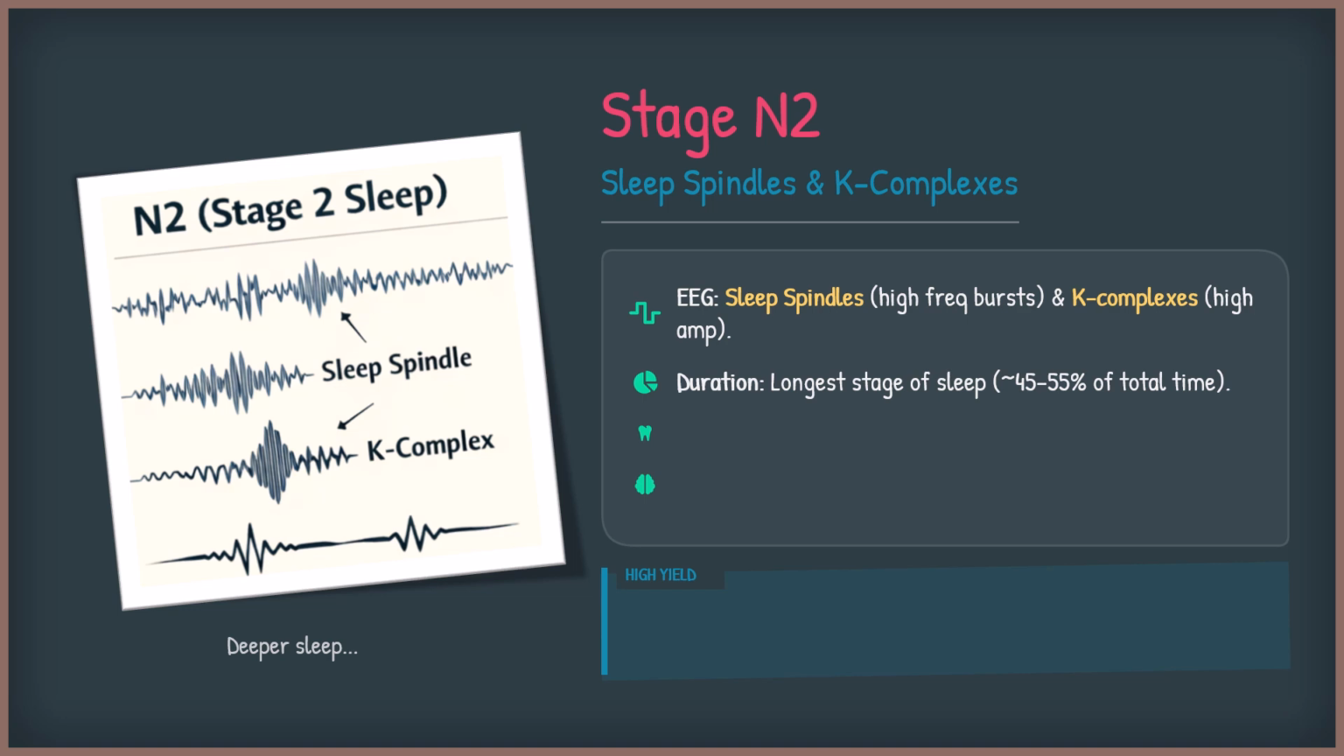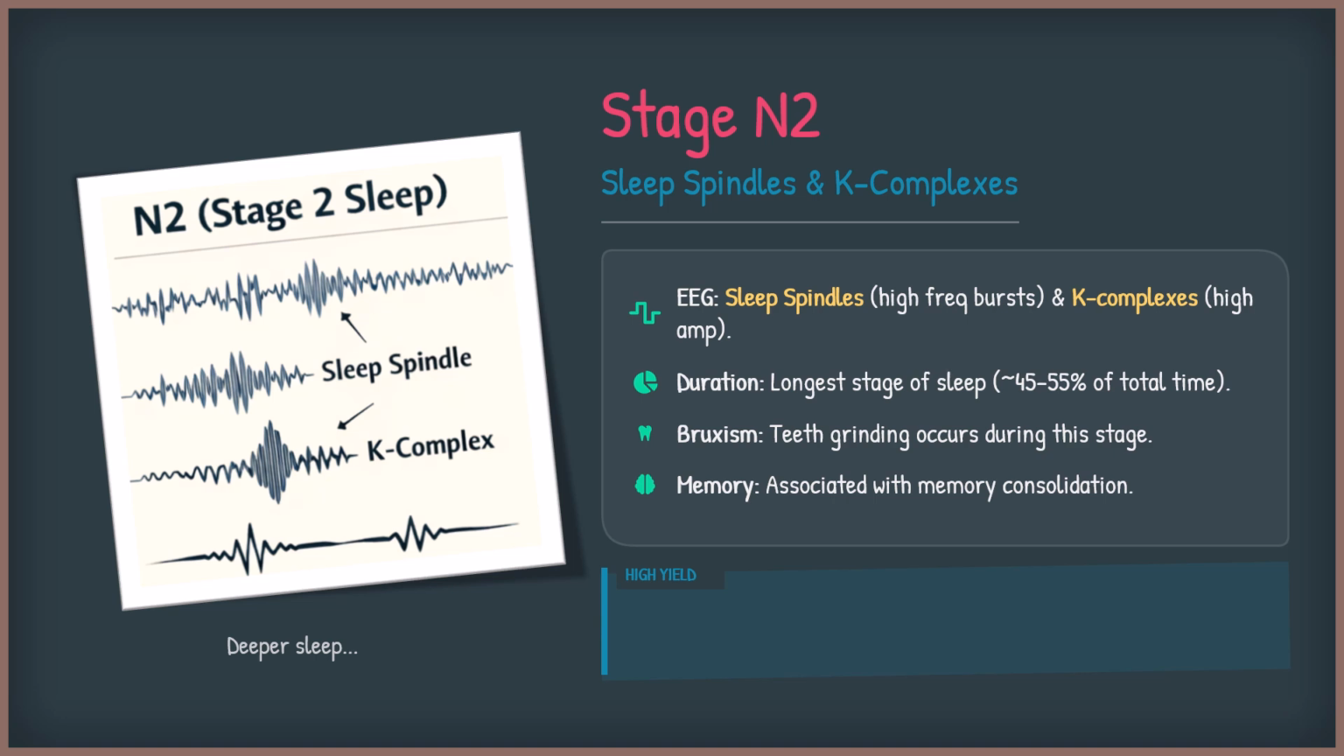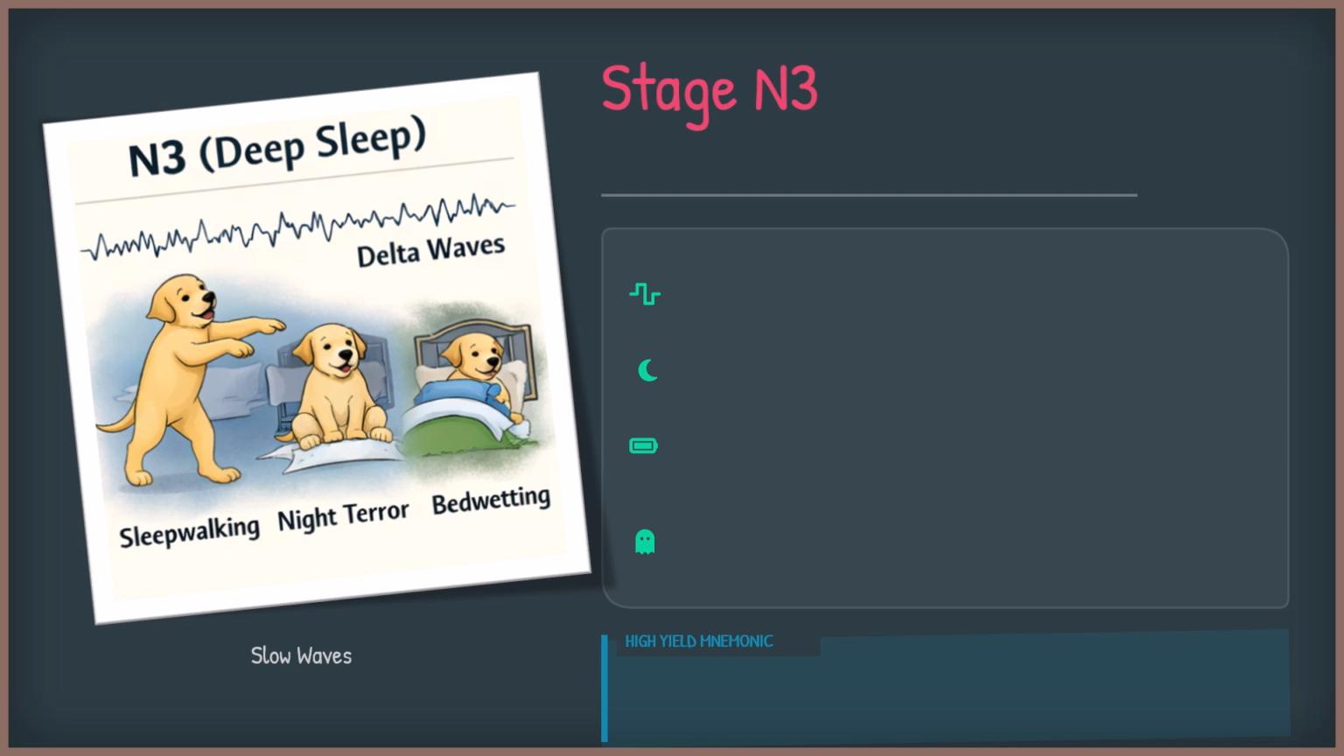You also might get asked, when does bruxism occur? Bruxism occurs in stage N2. This is also when memory consolidation occurs. So these are all high-yield things that you need to know about stage N2 of sleep. If you see these spindles or K complexes, just click stage 2.